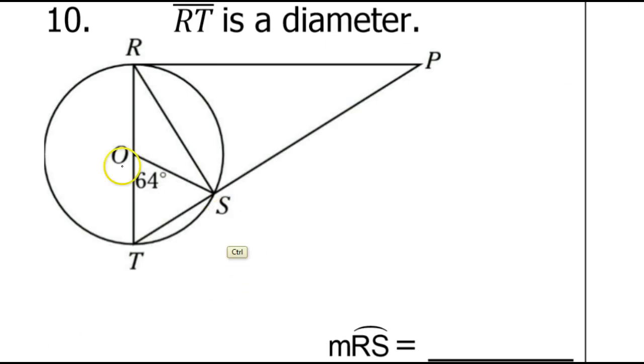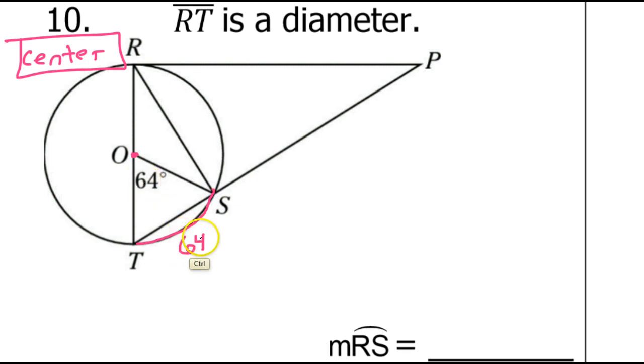All right, this vertex is at the center. We are told that RT is a diameter. So this is at the center. So just keep that in mind, remembering that in this situation, the angle and the intercepted arc will be the same. So if this is 64, that means the arc is also 64.